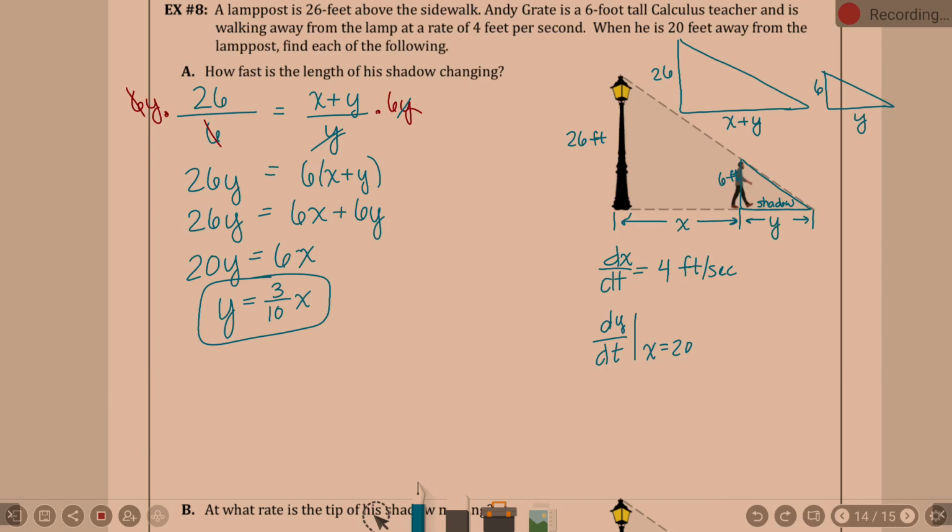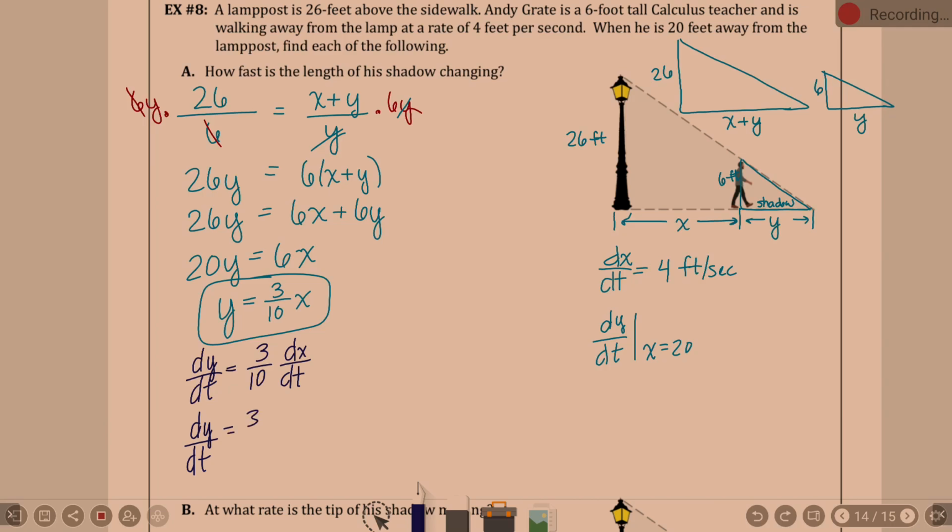Let's differentiate. Let me take a derivative. When I say differentiate, take the derivative. Derivative of y, dy/dt. Derivative of 3/10 x. Oh, I forgot about the 3/10, dx/dt. Okay, and then you plug it in. dy/dt is what we were supposed to be finding, yes?